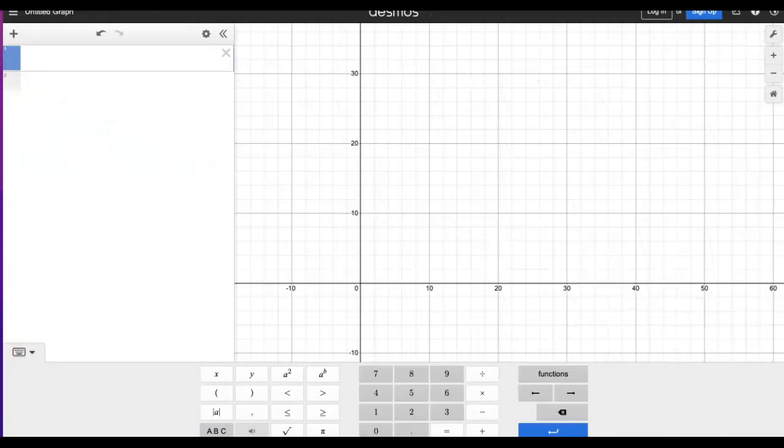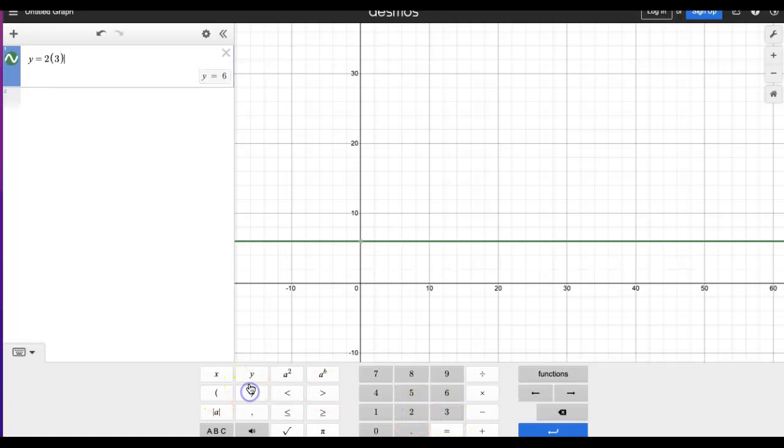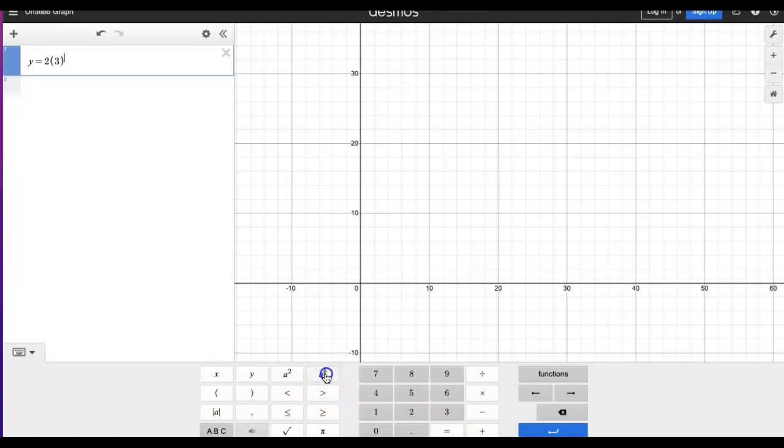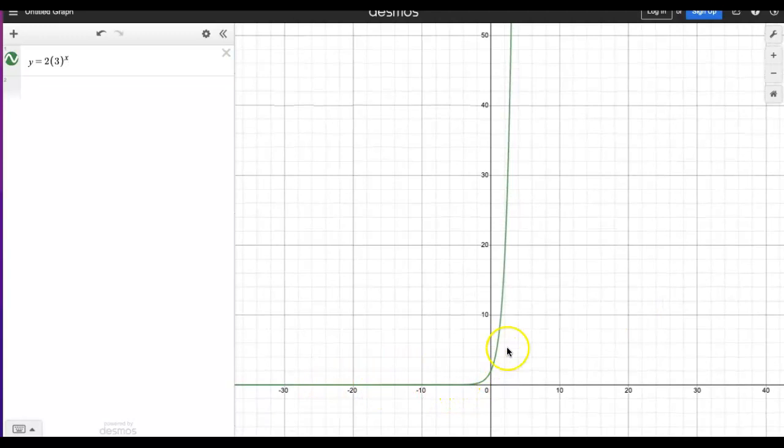So this is desmos.com, and I'm just going to plug in y equals, and then we'll do 2 times 3 to the x power. So you have to press this a to the b power button and then put an x there, okay? And so if we look at this function, we've got this curve here. It's really pretty flat near the x-axis, but then it jets up really, really high. So 2 times 3 to the x, we call this exponential growth.